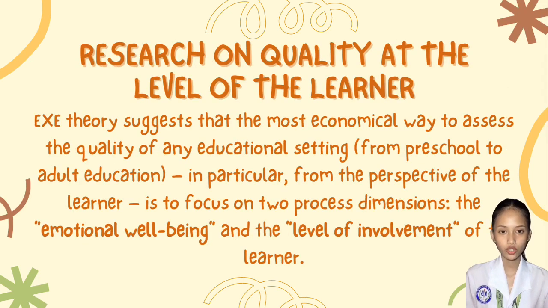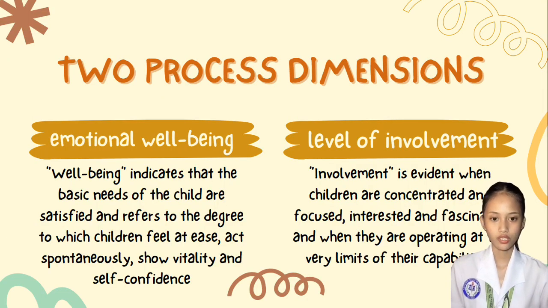Next is research on quality at the level of the learner. EXE theory suggests that the most economical way to assess the quality of any educational setting from preschool to adult education, in particular, from the perspective of the learner, is to focus on two process dimensions. First is the emotional well-being, and the second is level of involvement of the learner. Two process dimensions. So first is emotional well-being.